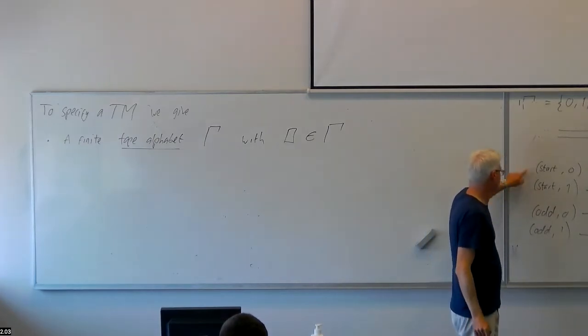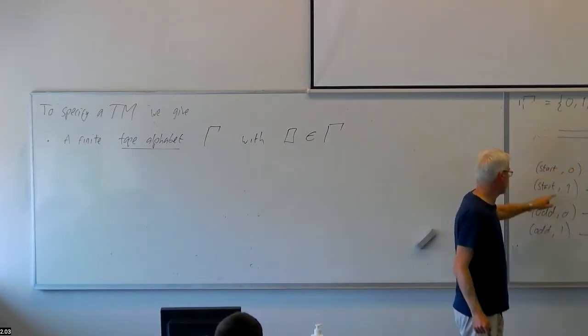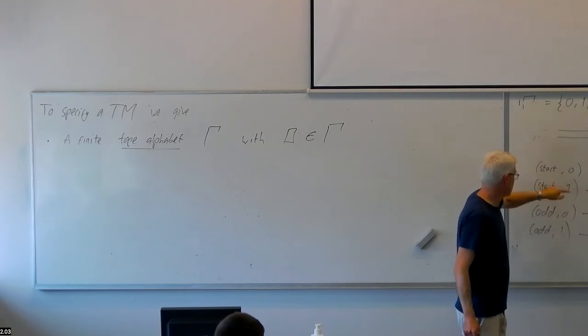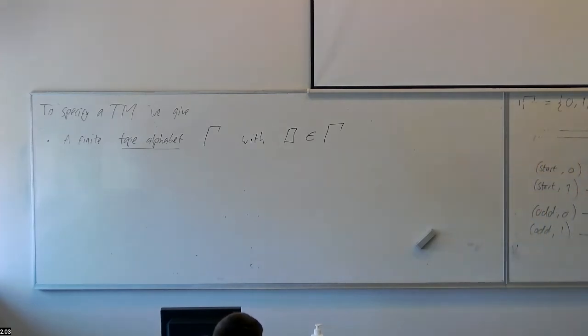We give a finite number of states that the machine can be in. In this case, the states are start, odd, accept, and reject. Often one uses the symbol Q for the set of states. It's traditional in computer science. So you can see that the states are start, odd, accept, reject.